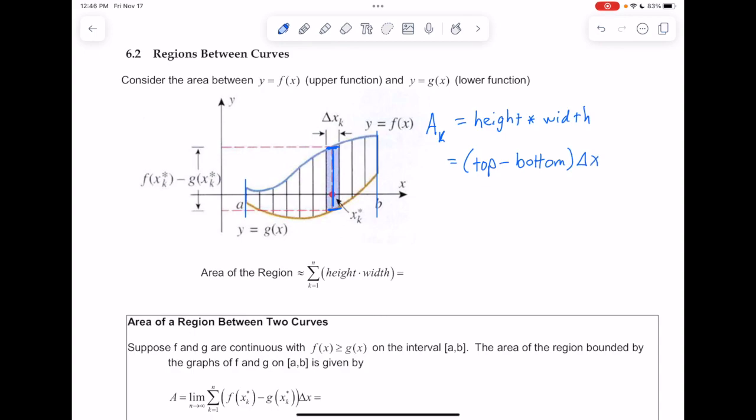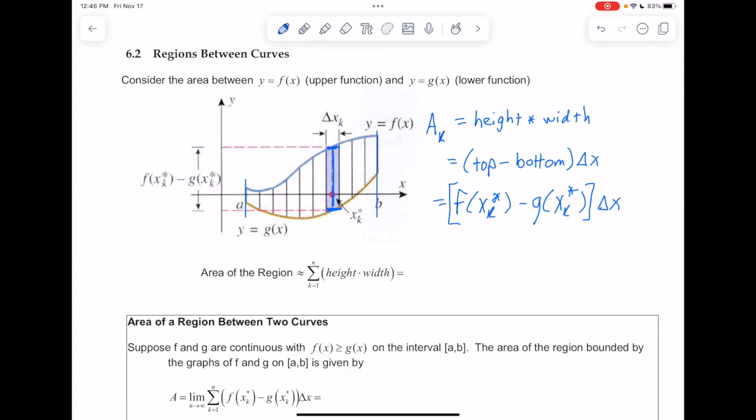And then again, how do you get that top? You do the height of the top function. So you take an x sub k star and you plug that into f of x, and that would give you the top height. And then the bottom height comes from plugging x sub k star into the bottom function or lower function. So that'll be g of x sub k star. So when you subtract the top function minus the bottom, you get the height. Multiply that by the width, delta x, and you're coming up with an area for just that one rectangle.